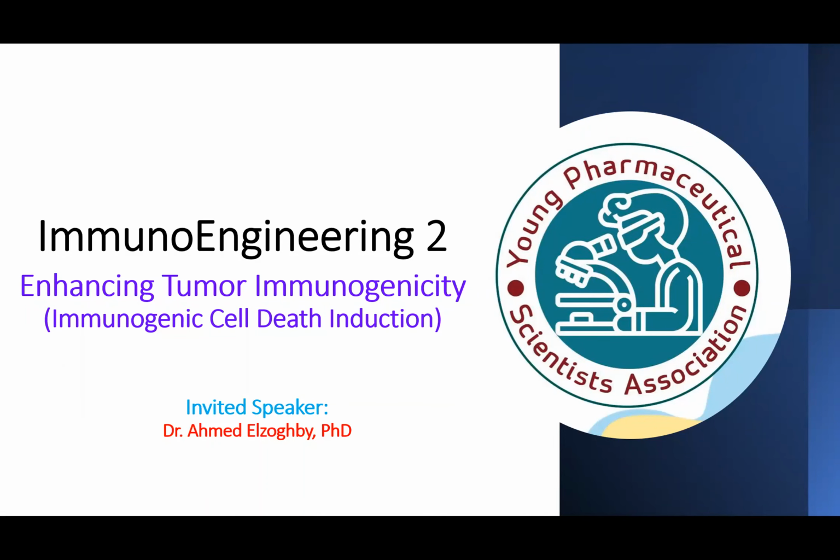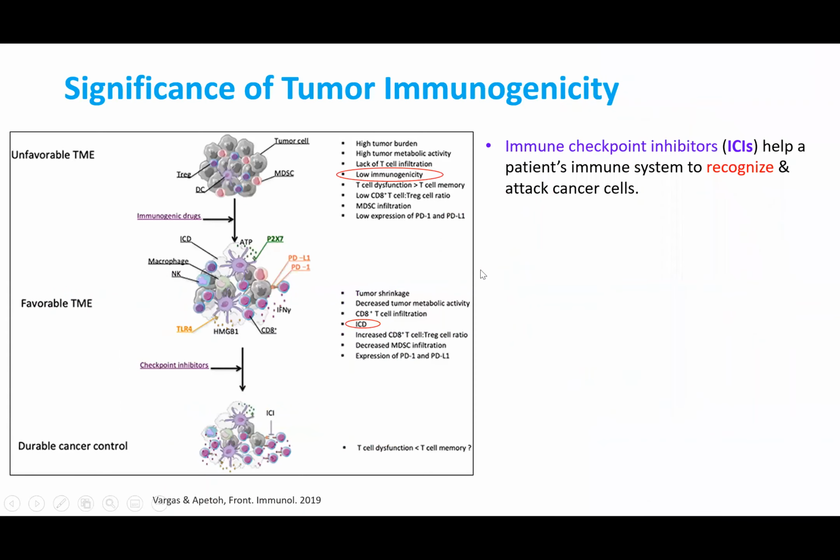Today we will talk about enhancing tumor immunogenicity using immunogenic cell death induction. Immune checkpoint inhibitors help the patient's immune system recognize and attack cancer cells. Therefore, the immunogenicity of cancer cells is a fundamental determinant of immune checkpoint inhibitor response.